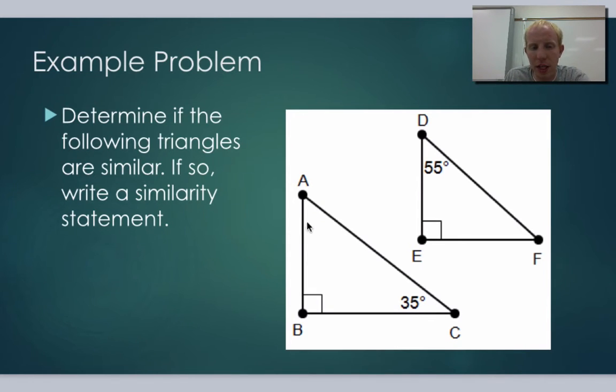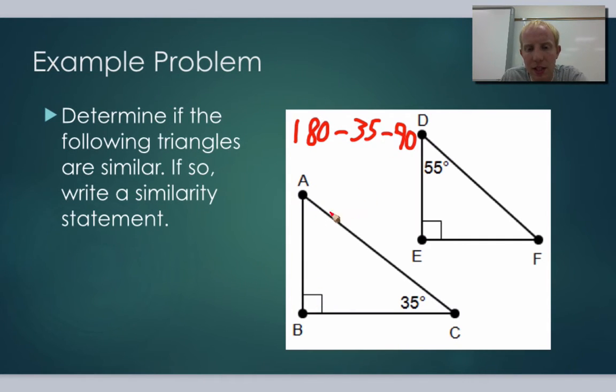But let's find this angle right there. So if we find this angle, what we have to do is we know that all the angles inside a triangle add up to 180. And so we're going to do 180 minus 35 minus 90.